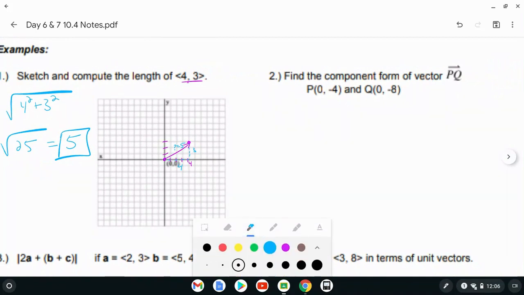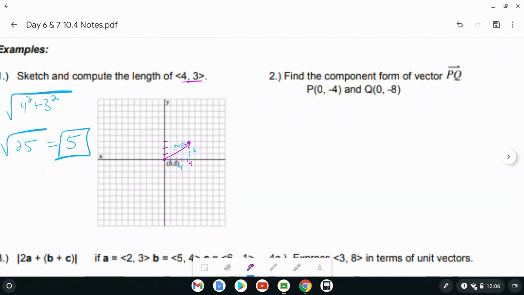If we take a look at number 2, it says find the component form of the vector PQ. Well, now we're going to do an algebraic approach. So we're going to find it by doing x2 minus x1, comma y2 minus y1. Now be careful. We have a double negative here. So we're going to double negative there, plus positive. So the vector that we're talking about is 0, comma negative 4.